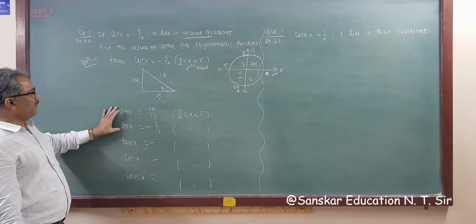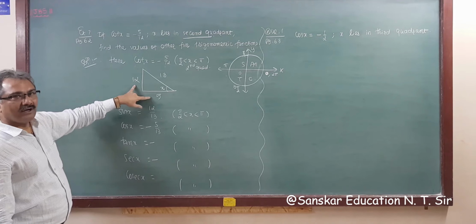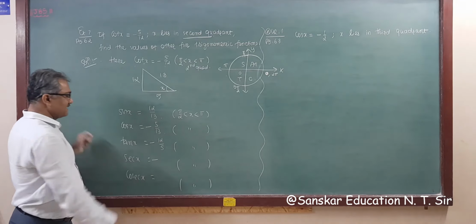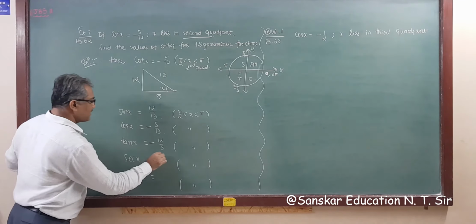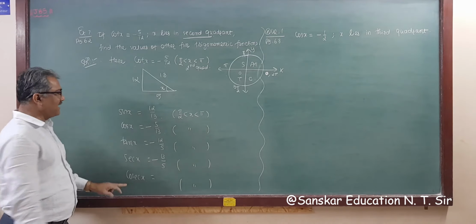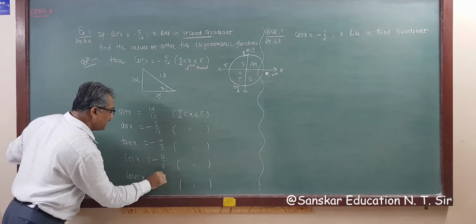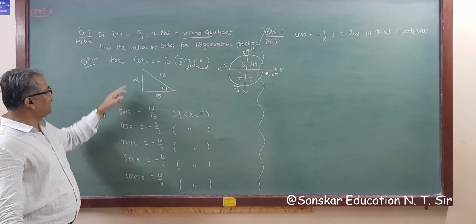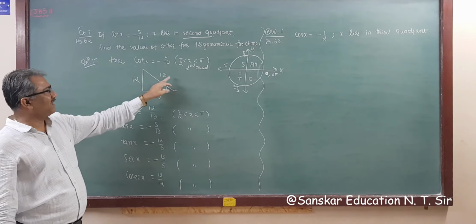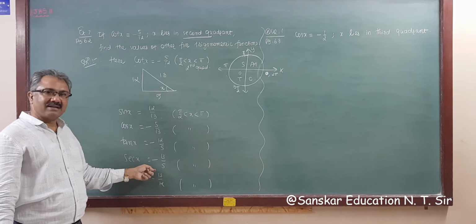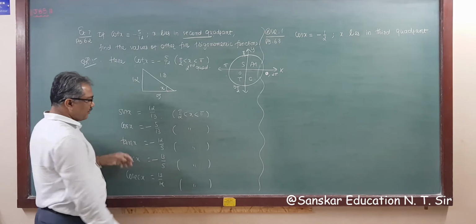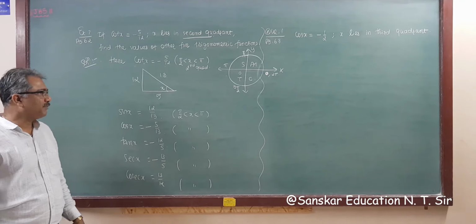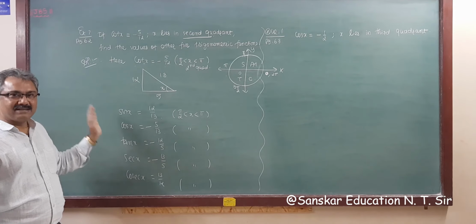Tan means sin upon cos, or opposite upon adjacent, that is 12 by 5. Sec x, reciprocal of cos, that is 13 by 5. Cosec, reciprocal of sin, that is 13 by 12. Either you can go for hypotenuse upon opposite side for cosec, and hypotenuse upon adjacent side for sec. You will get the same answer, and you have to write this, because we are taking this minus sign due to pi by 2 less than x less than pi. Got it? So it's very easy, right?